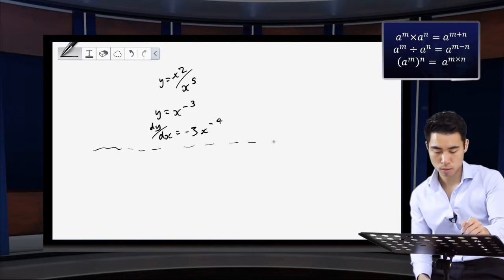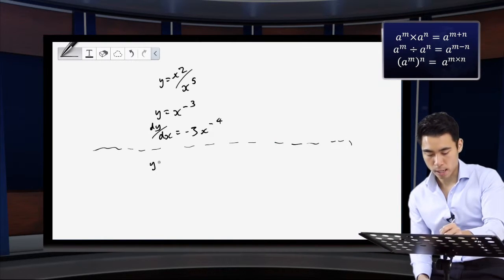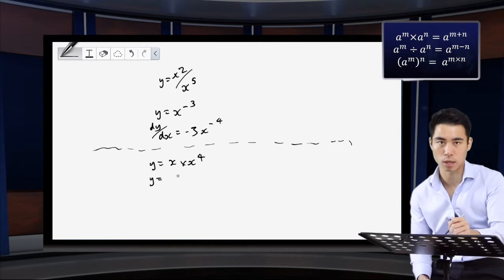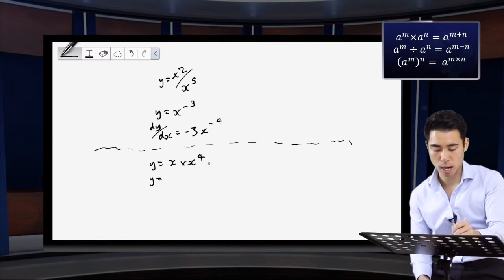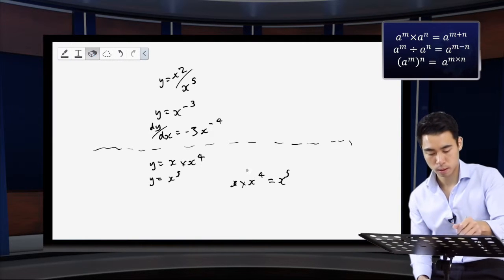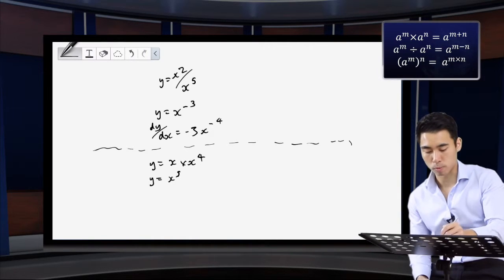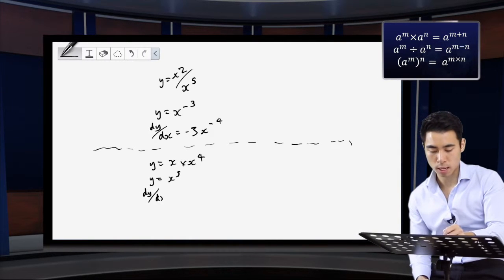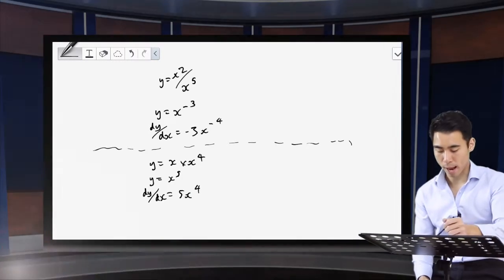Second example, y equals x times by x to the 4. Again, applying your index laws, you need to express this as a single power on x to begin with. X times by x to the 4 gives me x to the 5. So when you're multiplying things with the same base, you simply add your powers. Remember, my power on x there is essentially 1. 1 plus 4 gives me my 5 up there. And again, that's in the form you can differentiate now. dy by dx equals, bring my power to the front, decrease my power by 1, leaves me with that.